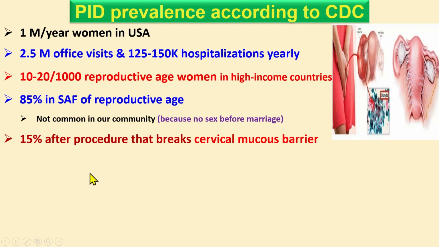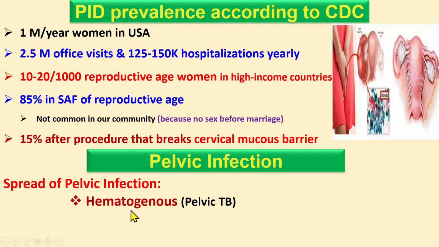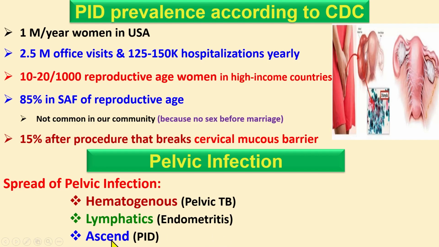Okay, and 15% occur after a procedure, if any procedure breaks the cervical mucus barrier, so that leads to PID. Okay, how does this pelvic infection spread? There are three ways. Either it spreads via the hematogenous route, meaning via the blood, most commonly as in pelvic TB, or via the lymphatics, where endometritis is the most common example. And the PID, which we are discussing now, ascends from the lower genital tract to the upper genital tract.